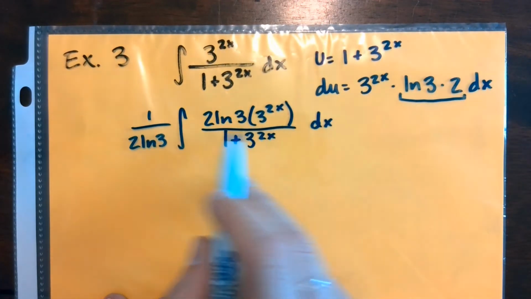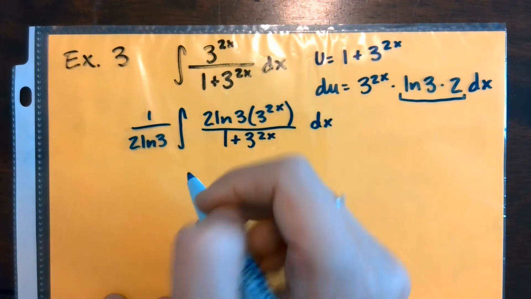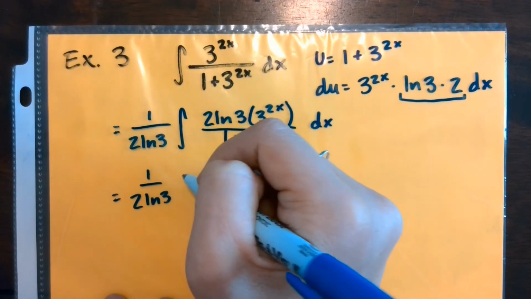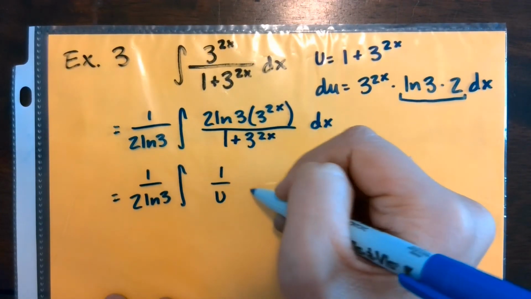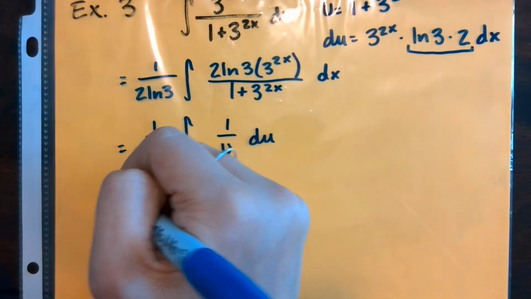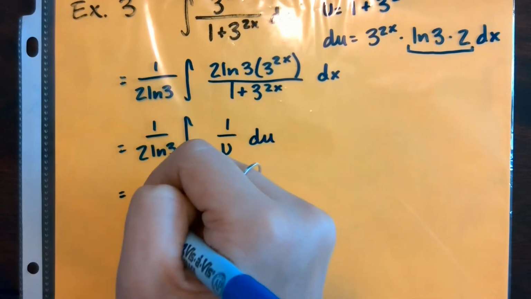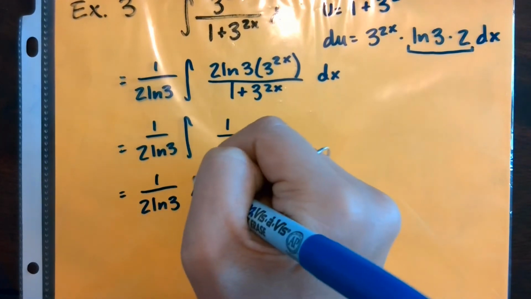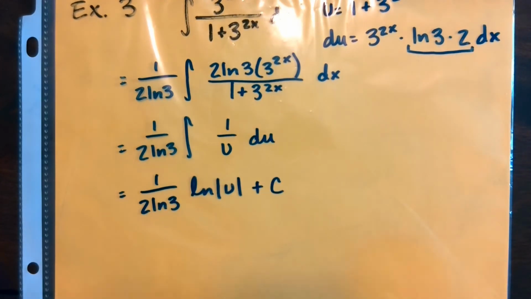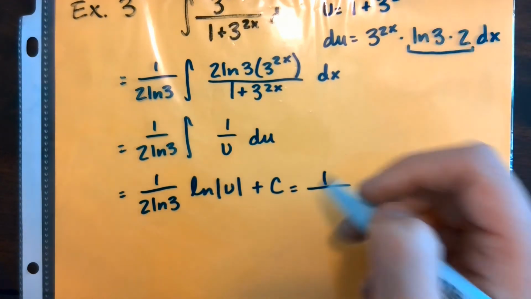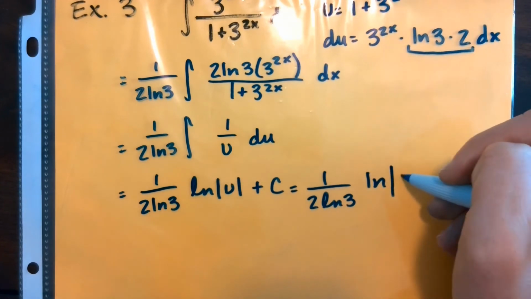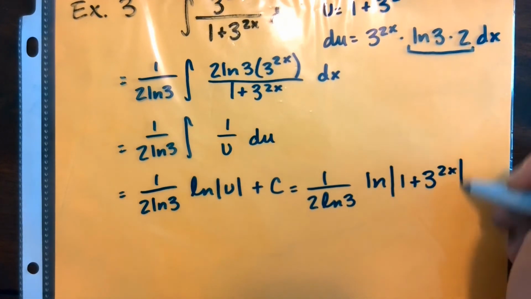So now we have that whole numerator and the dx that is going to be absorbed into the du. So we've got the integral of 1 over u du. So we did end up with that 1 over u. And then our integral of 1 over u is going to be the natural log of the absolute value of u. And then at the end here, just plugging back in our u. Plus c.